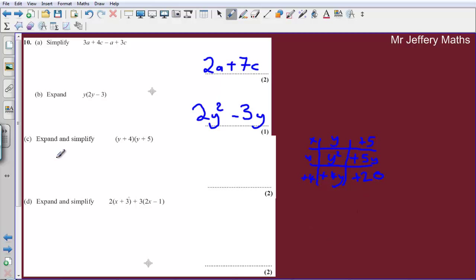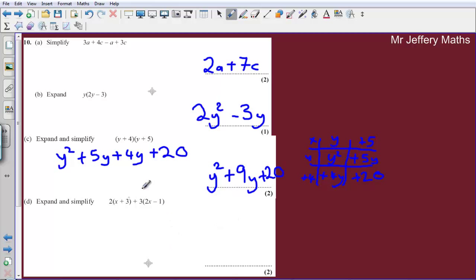So I write each of these things out. I've got y squared plus 5y plus 4y plus 20. That's the expanding part of this question. I'm then asked to simplify, so that means to collect any terms together that are the same. So I've got y squared, then plus 5y and plus 4y. I can collect those together, and then I've got the plus 20 on the end. So what I end up with is y squared plus 9y plus 20, and that's my final answer there.